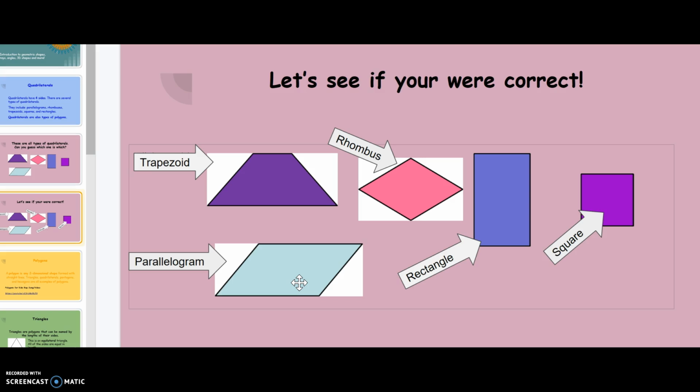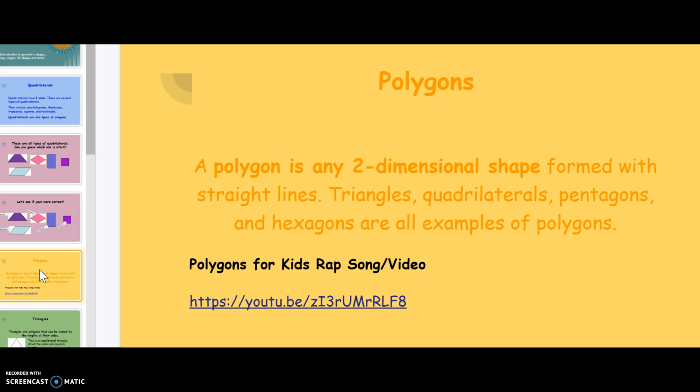Again, this is just giving you a little background information about the basics of geometry before we get into the actual concepts of geometric shapes and how geometry itself has contributed to different things in our world. So when we look at geometry, we discuss polygons, and a polygon is a two-dimensional shape formed with straight lines. Triangles, quadrilaterals, pentagons, and hexagons are all examples of polygons.